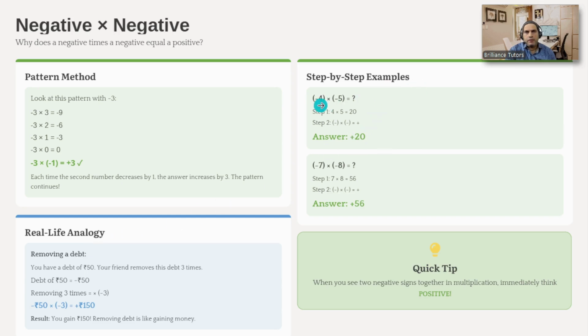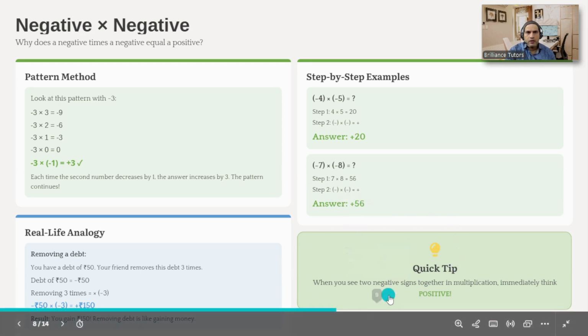Step by step example: minus 4 into minus 5 is what? It will be plus 20. Like 4 into 5 is 20, and step 2, minus minus is a plus. So first we multiply the numbers in positive form, it's 20, and when you multiply minus minus, it is plus, so plus 20. And this is minus 7 into minus 8. First multiply 7 into 8, that is 56, and minus into minus is a plus. So the answer is 56. Quick tip: when you see two negative signs together in multiplication, immediately think it's positive.